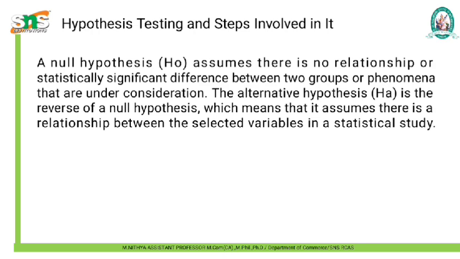The process of hypothesis testing consists of four main steps: construct the hypothesis, set the significance level, that means the alpha value, calculate the test statistic and p-value, and finally conclude the hypothesis testing.